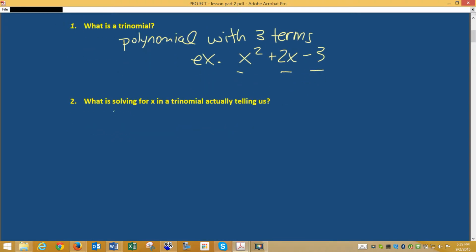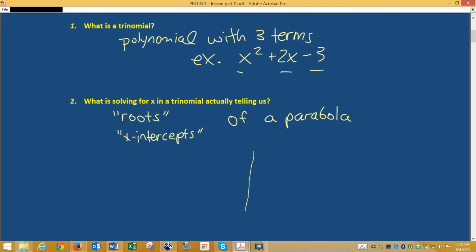Well, you might see these words: find the roots for x, or find the x-intercepts, or the number of roots, or the number of x-intercepts. Usually they'll say of a parabola. That's exactly the same thing as saying solve for x.